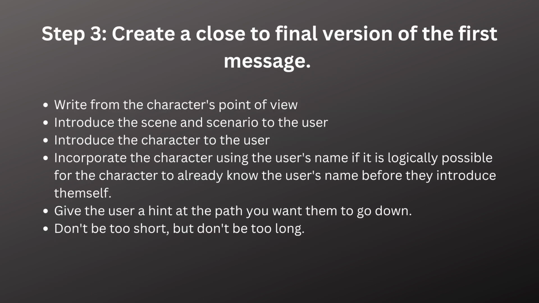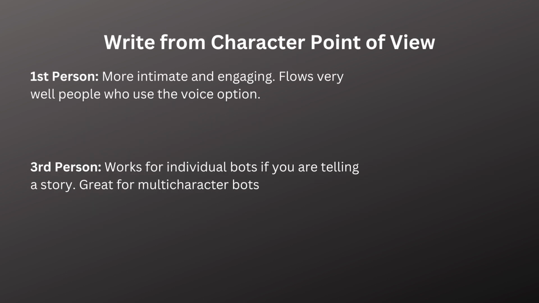We're in Step 3. Using what we learned in the last video, we want to create a first message that encompasses the following. Write from the character's point of view. Introduce the scene and scenario to the user. Introduce the character to the user. Incorporate the character using the user's name, if it is logically possible for the character to already know the user's name before they introduce themselves. Give the user a hint at the path you want them to go down. Don't be too short, but don't be too long.